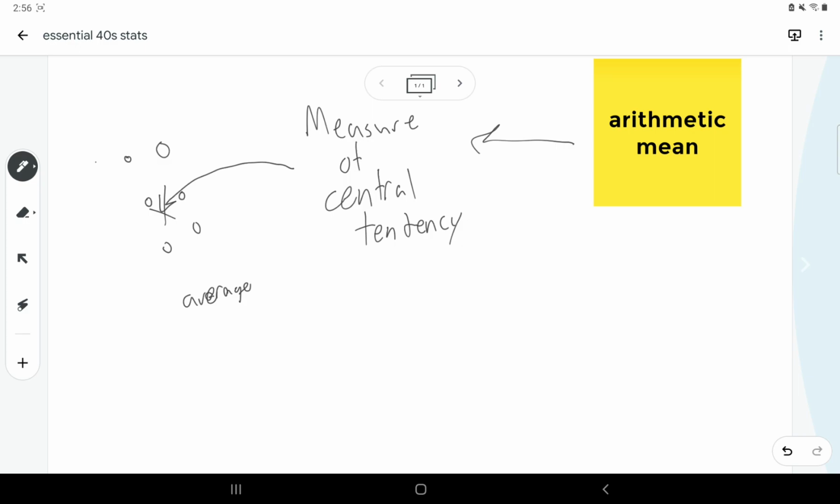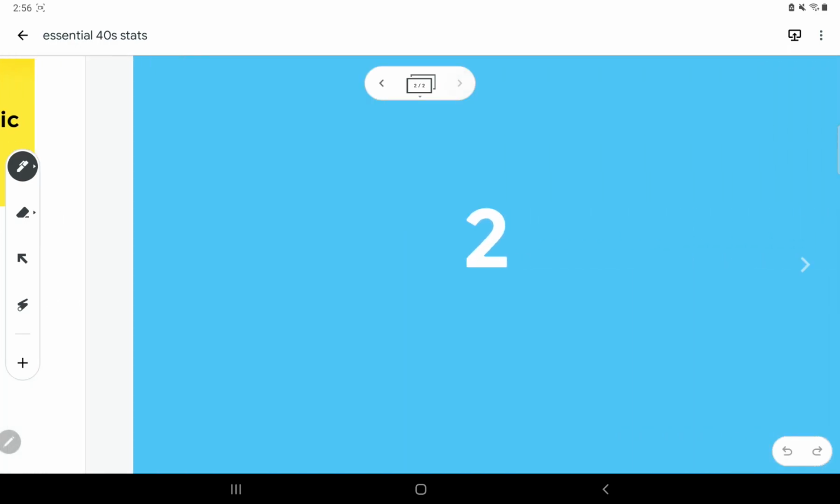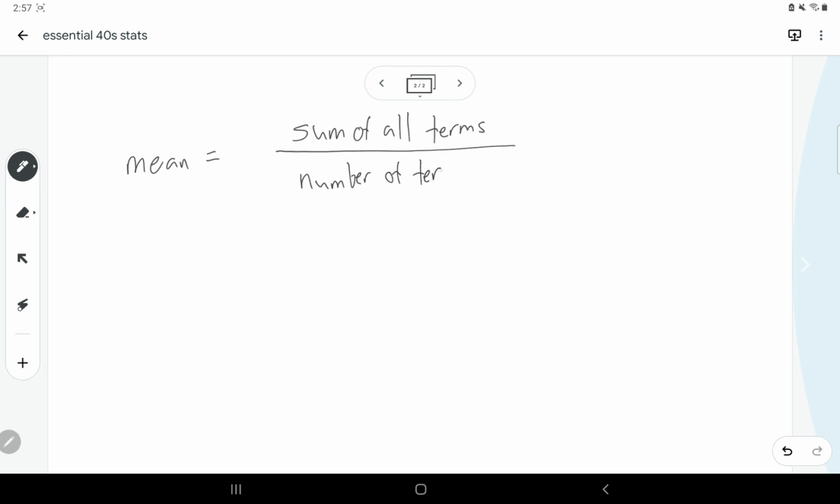To give us an example here, we're going to use a formula. I'm just going to go to the next page here. The formula that we use for mean: mean equals the sum of all terms. That means adding up all of the numbers that you have in a set, divided by the number of terms. This is how many numbers are in the set, so you just count them all up.